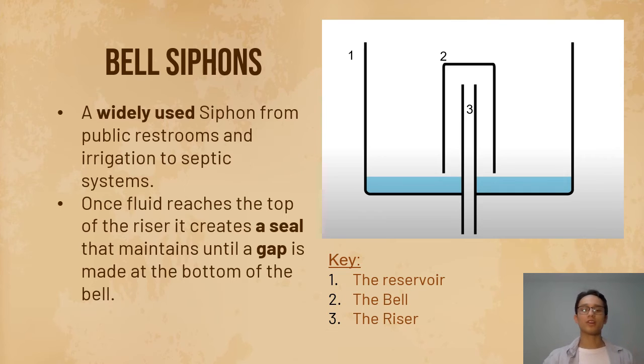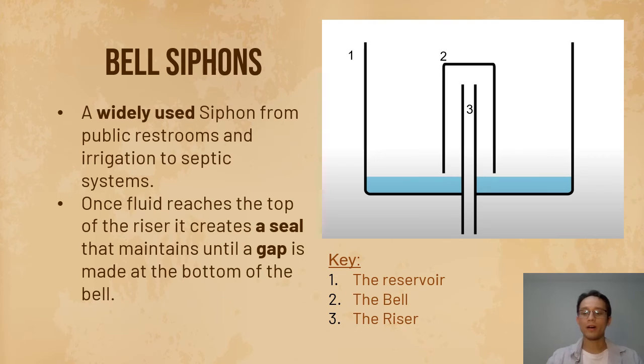And then I also wanted to go over bell siphons because I thought they were a practical siphon to know. They are widely used in public restrooms, irrigation, and septic systems. And so you have three main parts. There's the reservoir, which holds the water, the bell, which goes over the riser. And the riser is called the riser because the water has to rise up its entire height before it can begin to flow down it and create a siphon.